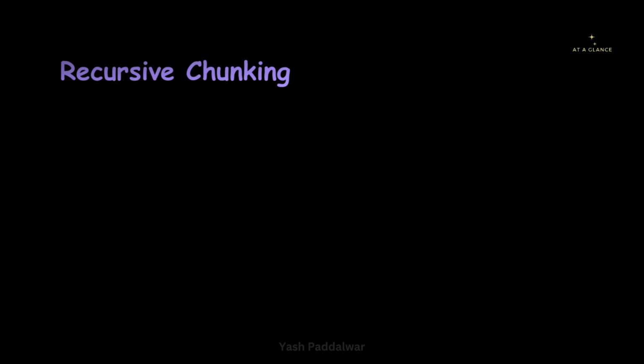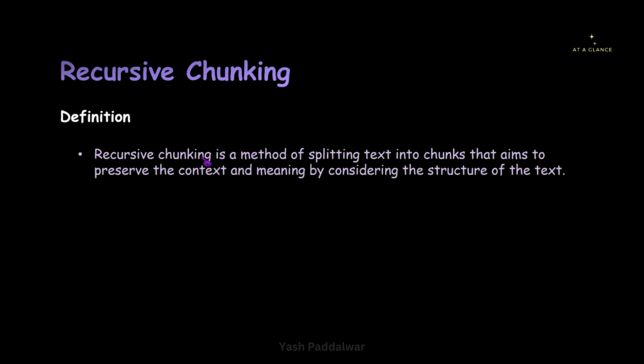So let's have a look at the official definition of recursive chunking. The definition says that recursive chunking is a method of splitting the text into chunks that aims to preserve the context and meaning by considering the structure of the text. So here, it not only focuses on the size of each chunk, along with that, it focuses on preservation of the meaning by considering the structure of the text.